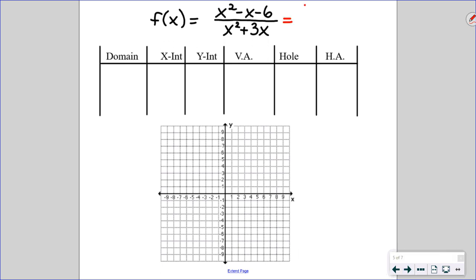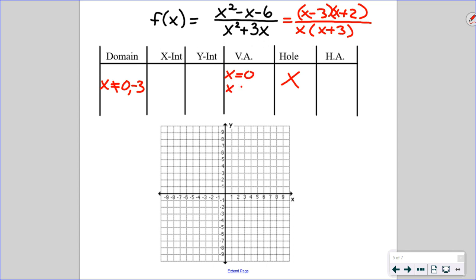Let's start by factoring. From the denominator, I can just factor out an x. Okay, my domain would be x cannot equal 0 or -3. Those are the zeros of the denominator. I'm also noticing I don't have any factors the same top and bottom, so there's no hole, which means that we have 2 VAs.